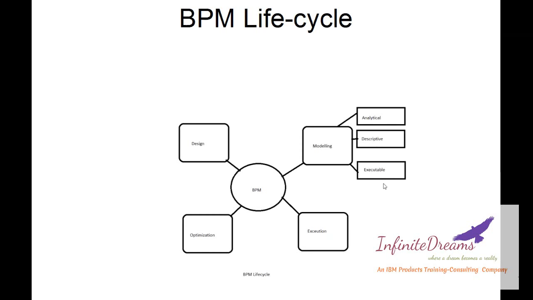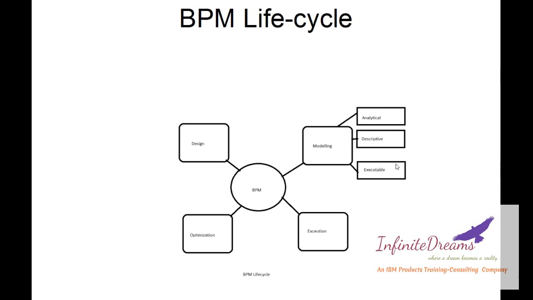So what does each modeling do? First one is analytical modeling. Analytical modeling is used to analyze and improve the process more, and this is based on the descriptive modeling. Descriptive modeling is a very high-level modeling which describes the initial development of it, and this analytical modeling analyzes more the business model, and it describes more the functional requirement.